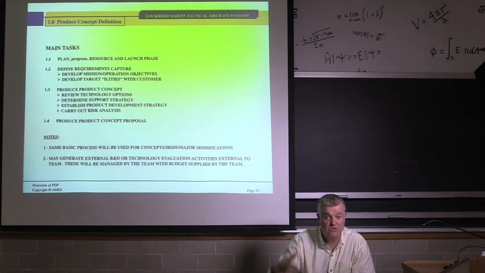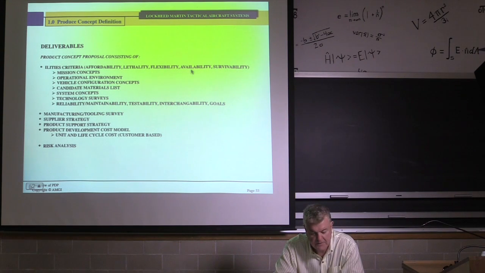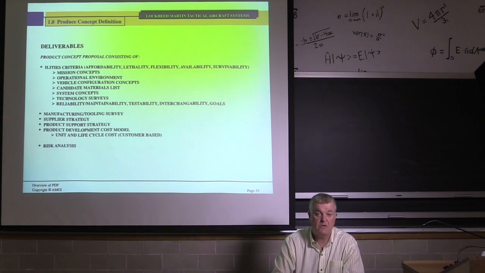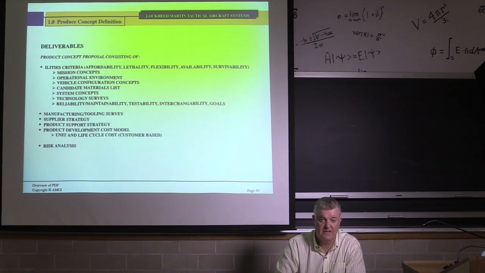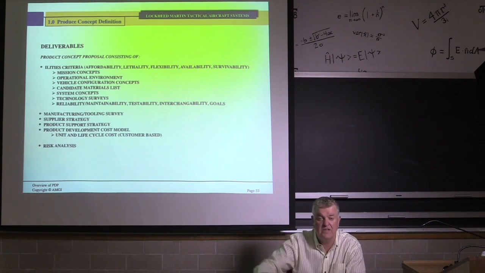Again, you're identifying those as you model the enterprise. So here are the deliverables: the abilities, the criteria, affordability, lethality, flexibility, availability, survivability. That included outputs like mission concepts, operational environments. I mean, are you going to use it over the North Pole? Is it going to be used in extreme heat and extreme cold weather? What altitude are you going to be flying at? Is this thing going to be flying in the stratosphere, top of the earth? Is it for dropping bombs? What's it for? Are you going to be going close to the surface of the earth?